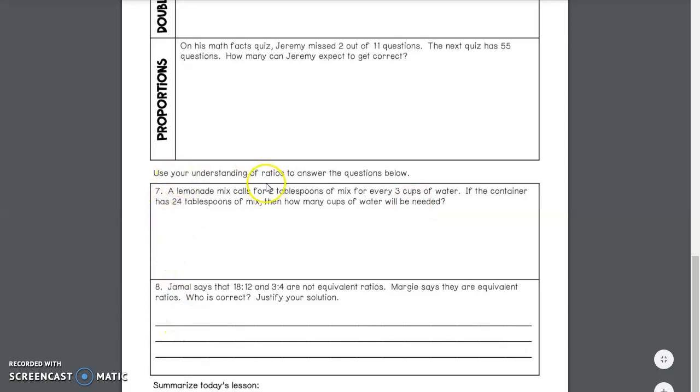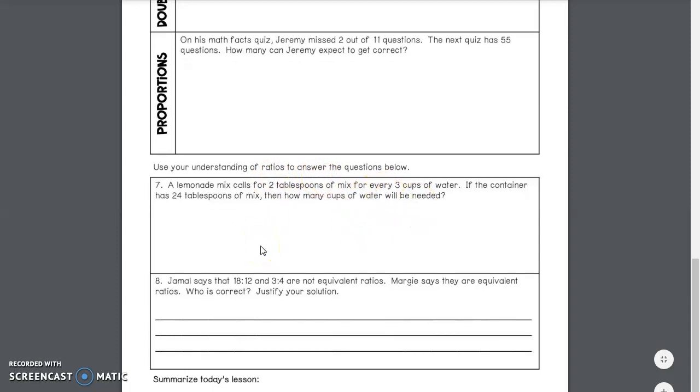This says, use your understanding of ratios to answer the question below. So I'm going to let you choose whichever one you would rather solve this problem as. You can use tape diagrams, you can use a double number line, or you can use the proportional. So whichever way you decide to solve it, perfectly fine with me. I do not care how you do it. So just make sure that you get this done today, and then you will have some IXL practice to work on the rest of class today and tomorrow.